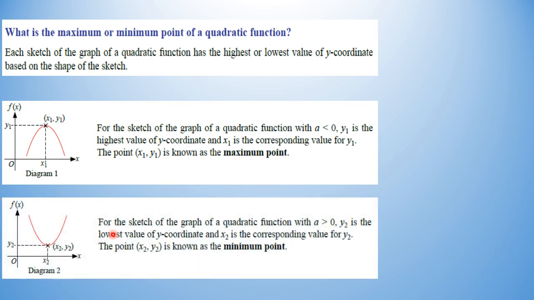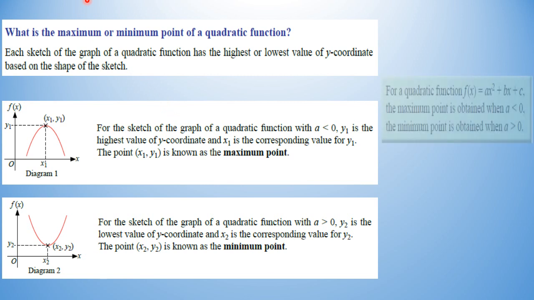We look at another graph. This one is for the sketch of the graph of a quadratic function with a greater than 0. A greater than 0 means U shape, while N shape means a less than 0. We look at y2. y2 is the lowest value of the y coordinate. And then S2 is the corresponding point. So the point S2, y2, we call the minimum point. So this one is highest, the maximum point. This one is lowest, the minimum point.